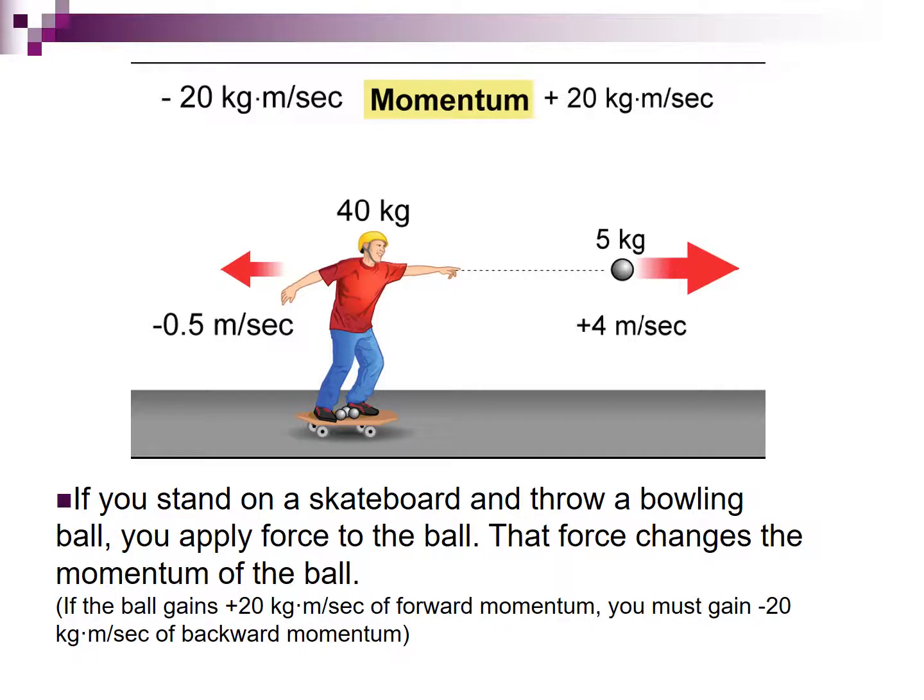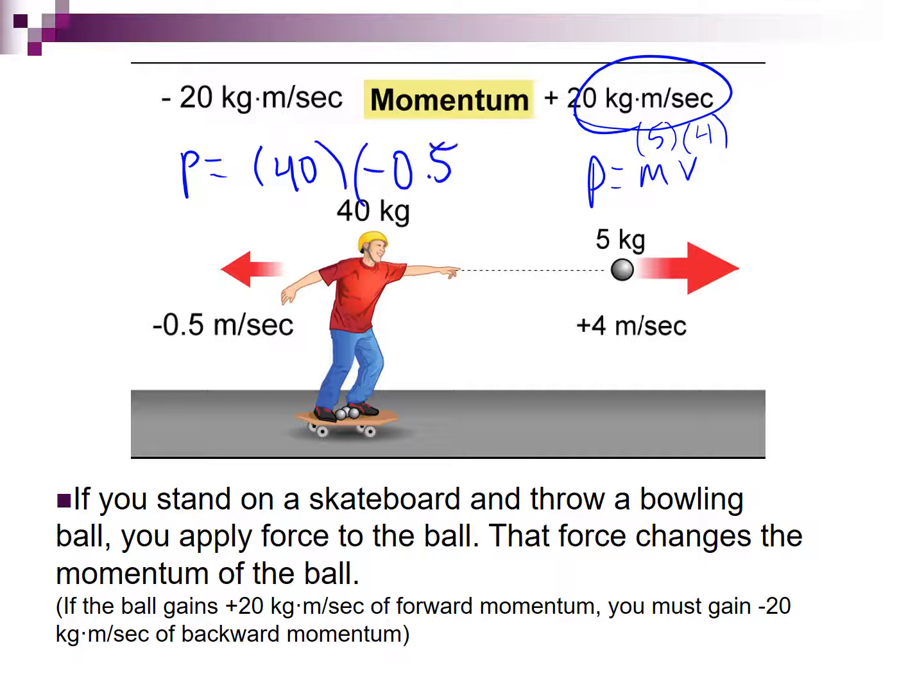So if you stand on a skateboard and throw a bowling ball, you apply a force to the ball. And so the momentum here, P equals mv, our mass is 5 and our velocity is 4 meters per second. So our momentum here is plus 20. So if the ball gains plus 20, you also must gain negative on the left side, on the opposite side. So here your momentum is 40 times negative 0.5 because you moved back. You have these action-reaction forces, and that equals negative 20.